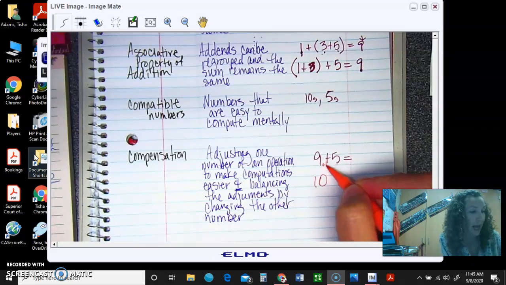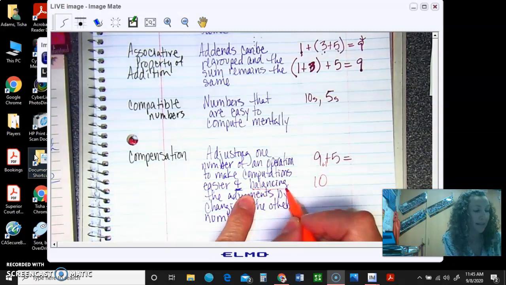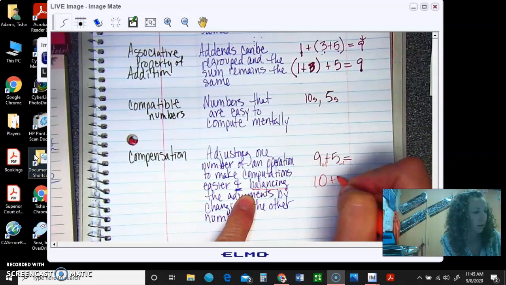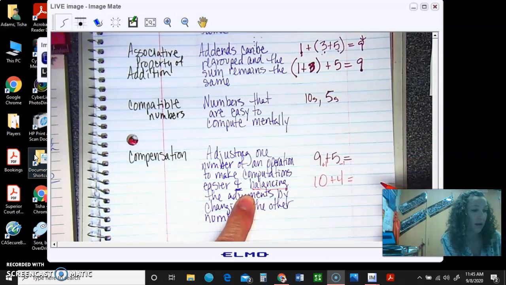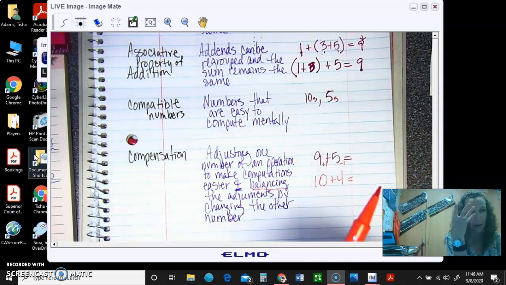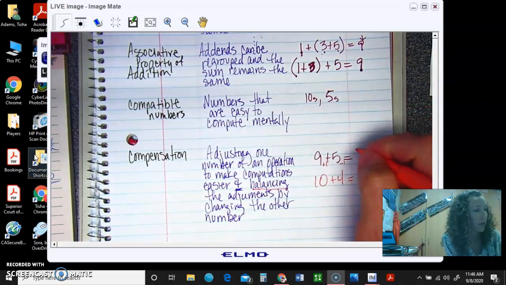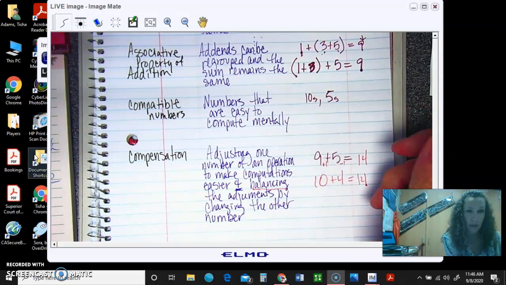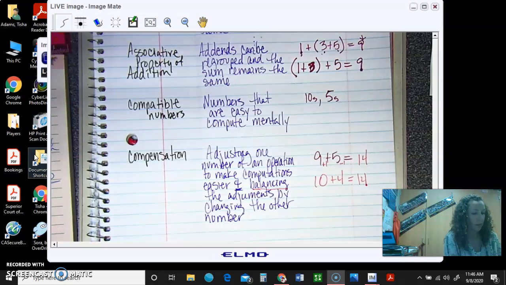But because I added that one there, I'm going to balance it and take it away from there. And now I've compensated, and 10s are easy. I can hold that 10 in my head and put 4 more, right? It's really easy to see it that way. So my answer is 14. That's the answer here as well. Okay? Here's another example of compensation.